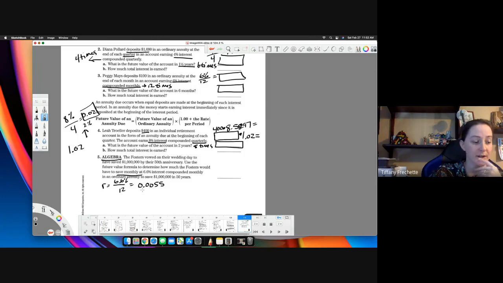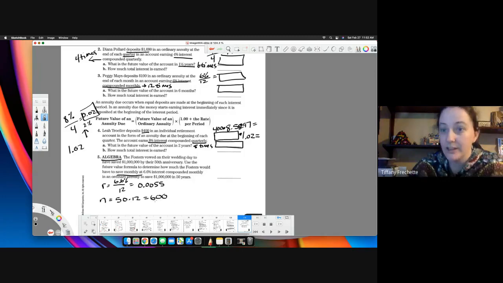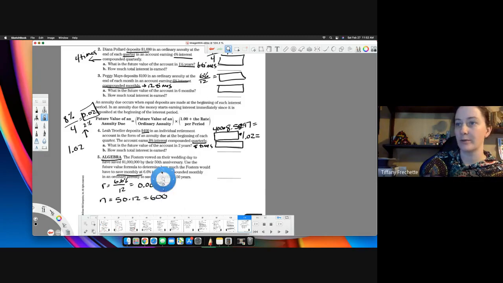Now the number of periods that we're doing this over, I'm going to call it N for the number of periods, is 50 times 12 because it's 50 years, 12 months every year. So we're going to do 600 months. That's how long they're saving for, 600 months. My goodness. I'm going to scooch this down so I have a little bit more room here.